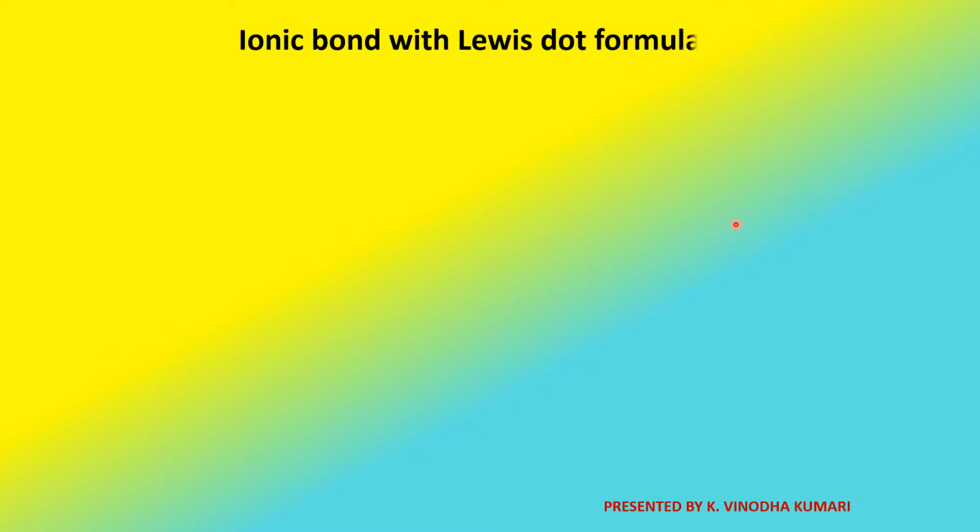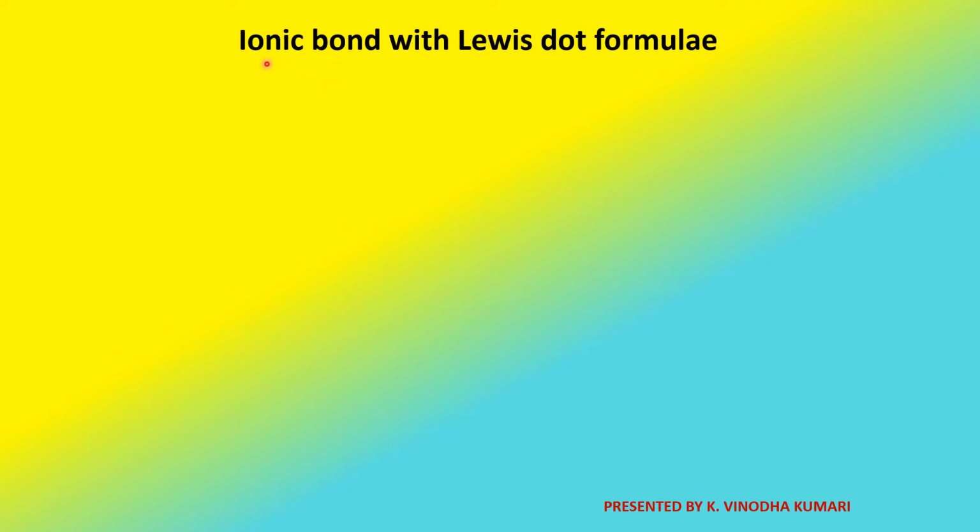Everyone, today in this video I would like to explain to you about the ionic bond. By taking the electrons in the valence shell, we'll try to write the dot structures for the ionic compounds. First, we'll define what we mean by an ionic bond.